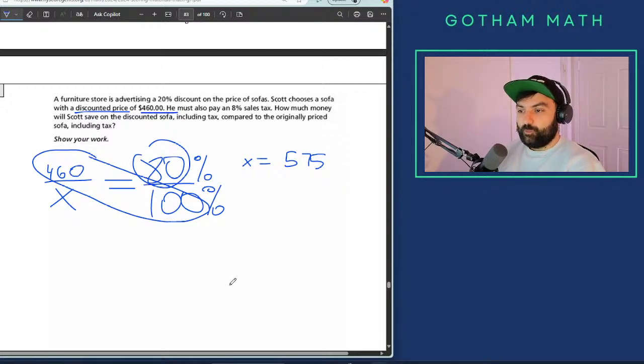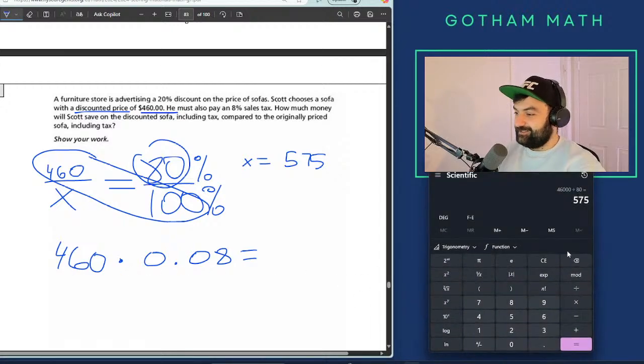So now we have to find out how much money will Scott save on the discount sofa, including the tax, compared to the original price. Okay, so now we have to find out what will be the final price after the discount. How? We're gonna find the 8% sales tax and we're gonna add it to the price. So how are we going to find that? We're going to do $460 times 0.08, and that will give us 8% of that.